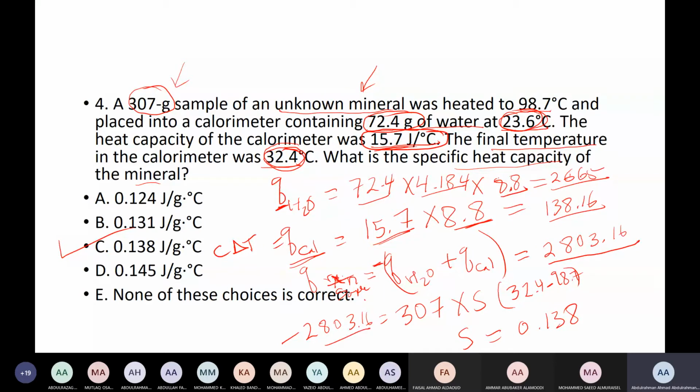Now Q of mineral equals the mass of the mineral, 307, times the specific heat of the mineral, which we don't know, times the change in temperature from 98 to 32. It was 98 at the initial, so this is T initial for the mineral, and this is T final for the mineral and the water. So 32 minus 98.7, that's it. Multiply by the mass and divide by 2000. So you want to calculate S: divide the Q by this number and this number, and you get the answer.